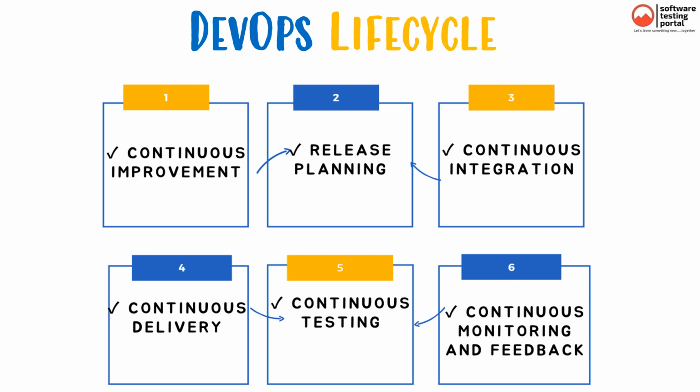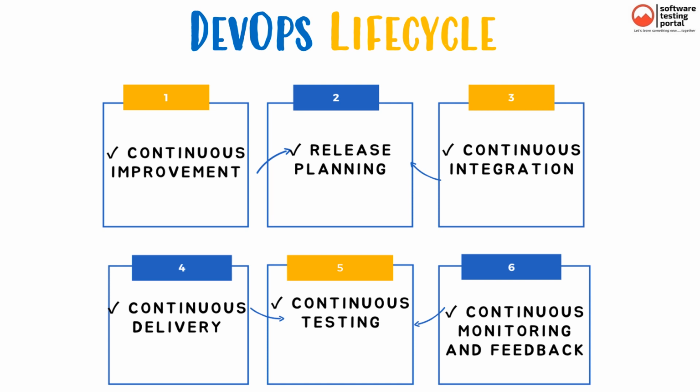Third, continuous integration. Continuous integration is a software development practice where developers regularly merge their code changes into a central repository, after which automated builds and tests are run. The key goals of continuous integration are to find and address bugs quicker, improve software quality, and reduce the time it takes to validate and release new software updates.